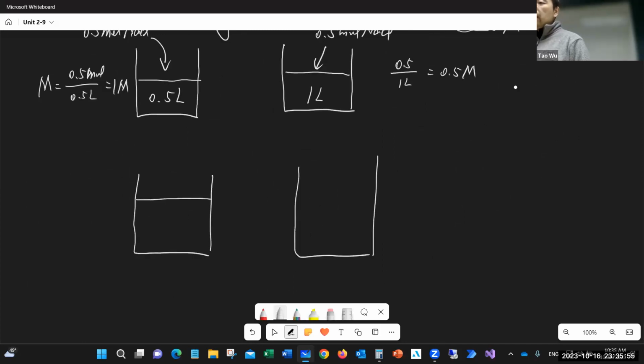Or you can think about, okay, we have 2 tanks. This tank has 5 liters of solution, and we have a 0.05 molar sodium chloride solution in there. And the other one has a 0.2 molar sodium chloride solution, but we only have 0.5 liter of the solution. Then which one has a higher number of moles of the molecules? How do we compare?